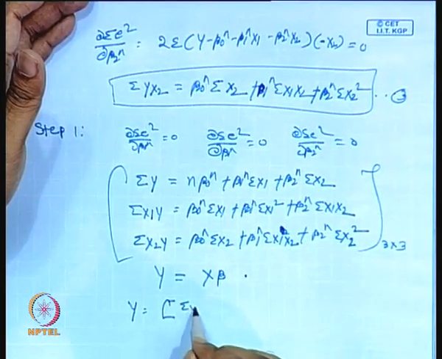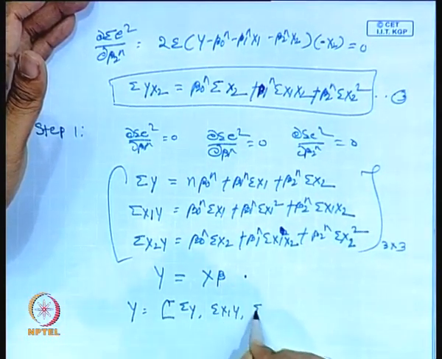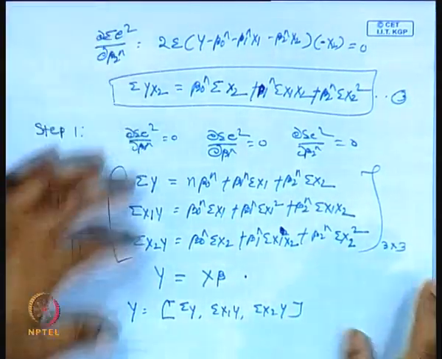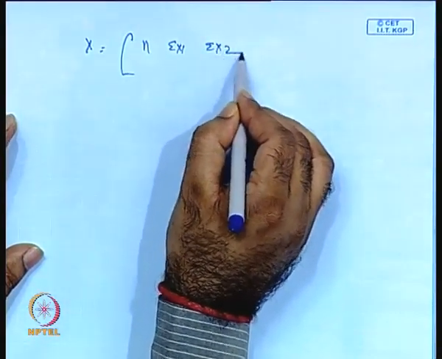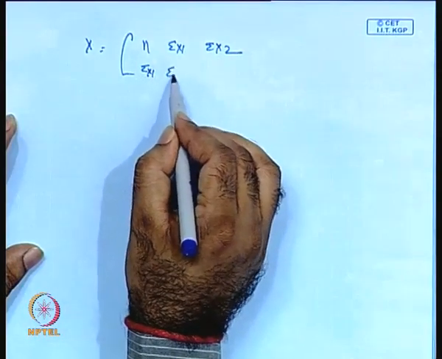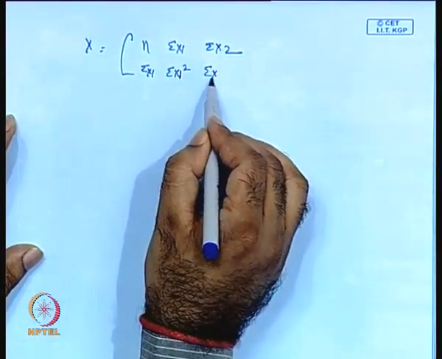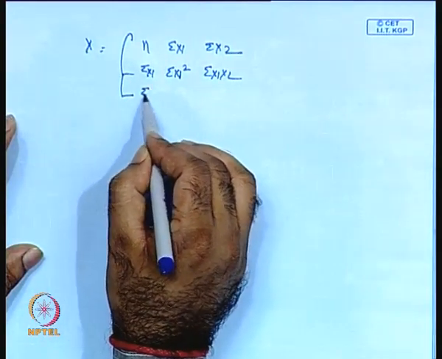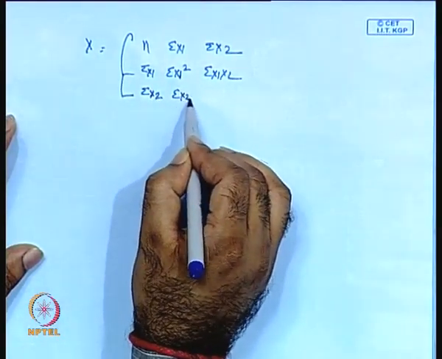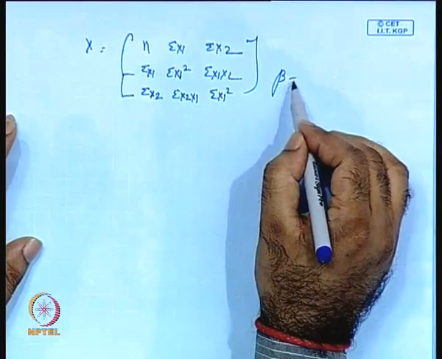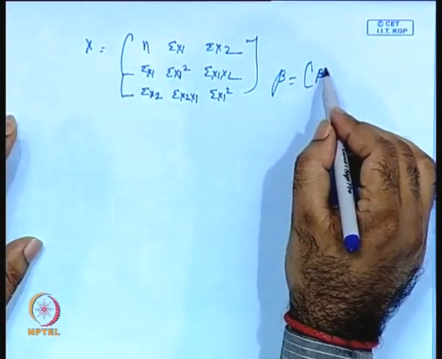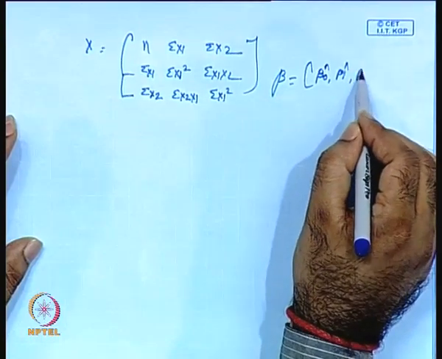here summation y, summation x1 y, summation x2 y. Okay, so this is y, and corresponding to this y, x represents n, summation x1, summation x2, then summation x1, summation x1 squares, summation x1 x2, then summation x2, summation x2 x1, summation x2 squares. So this is x, and beta consists of beta 0 head, beta 1 head and beta 2 head.